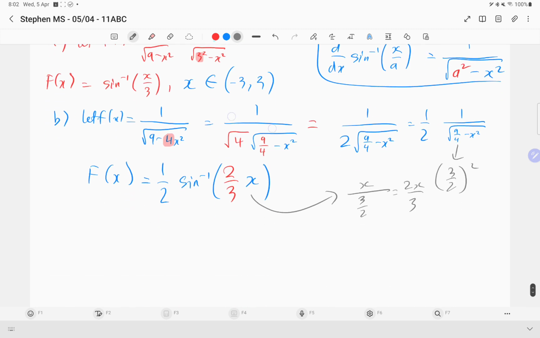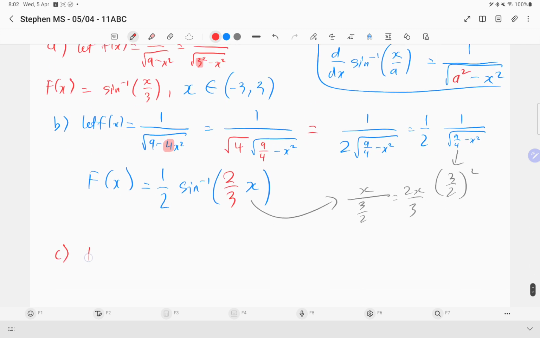Alright, example C. Okay, this one when I was trying it by myself, I made a mistake. See if you do. Probably will. Fine. f(x) equals 1 over 9 plus 4x squared. Oh, so is this the tan one? The tan one, yes. What's the formula for tan?